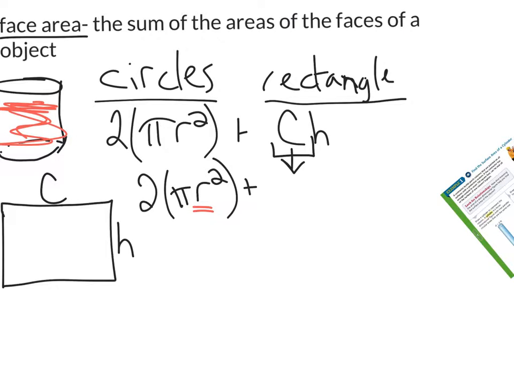So 2 pi r is the circumference, and then times the height. If you want to use pi times d times height, that's fine also. If you use that one, you're going to have radius in one part of your formula and diameter in the other part, and that's perfectly fine. Just a thought: if we have radius in both of them, there are fewer things we have to keep track of when we substitute.